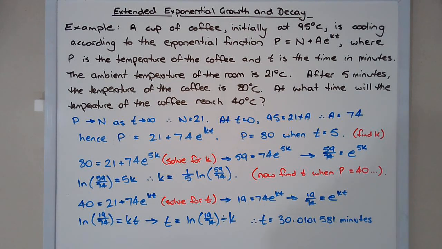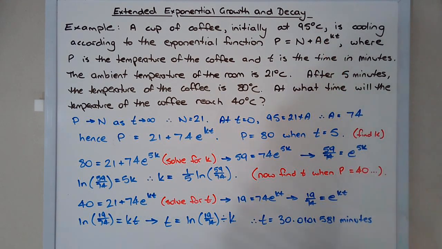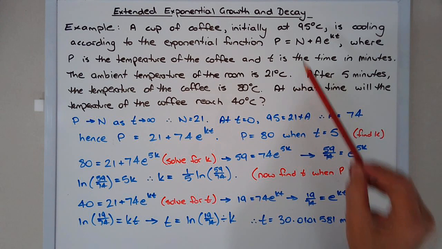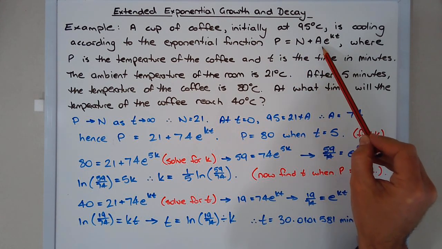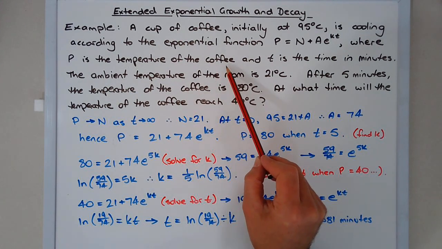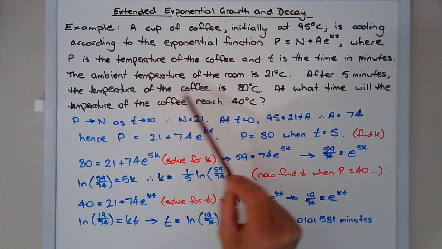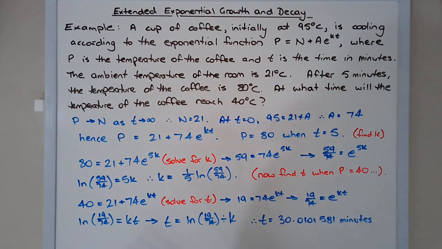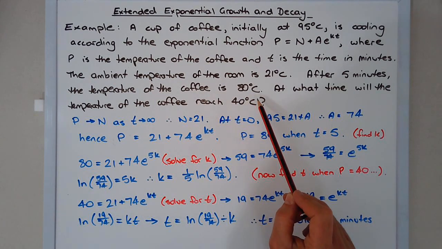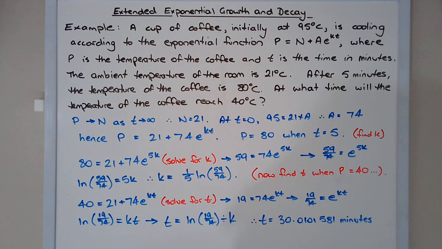The following is an example of extended exponential growth and decay. A cup of coffee, initially at 95 degrees Celsius, is cooling according to the exponential function P equals N plus A multiplied by e to the power of kt, where P is the temperature of the coffee in degrees Celsius and t is the time in minutes. The ambient temperature of the room is 21 degrees Celsius. After 5 minutes, the temperature of the coffee is 80 degrees Celsius. At what time will the temperature of the coffee reach 40 degrees Celsius?